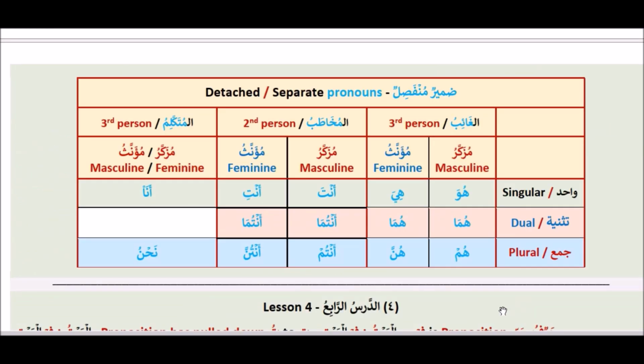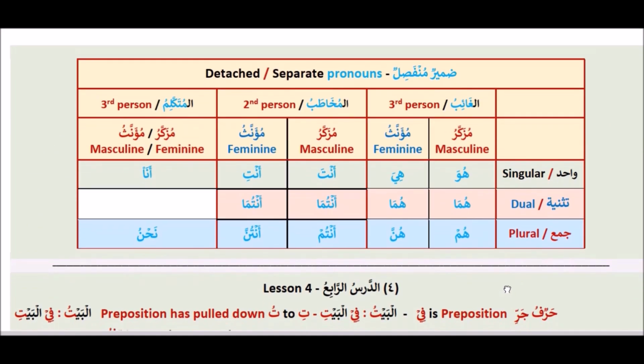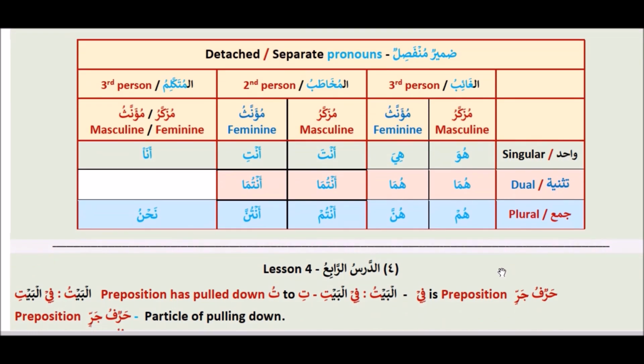I have given this just because of the song which he has done in his course, so it is very easy for you to remember. So just repeat. Huwa, huma, hum, hiya, huma, hunna, anta, antuma, antum, anti, antuma, antunna, ana, nahnu. We should memorize this. Lesson 4.